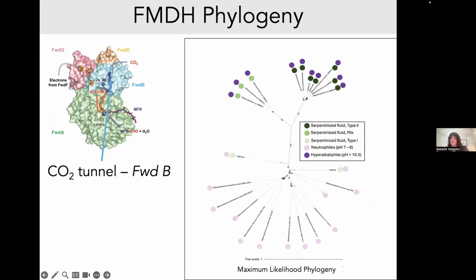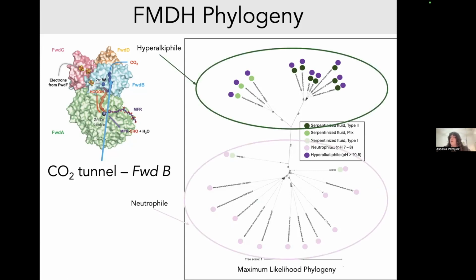This is the first FMDH phylogeny that I created. It's a maximum likelihood phylogeny of the sequences for FWB. So these are our CO2 tunnel sequences. The thing I would like to point out with the phylogenies very specifically is that we had many different kinds of microbes in our studies.